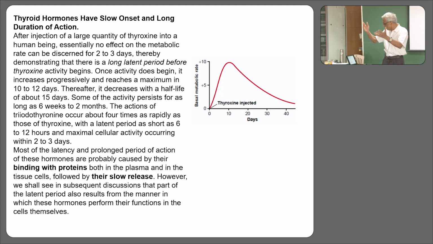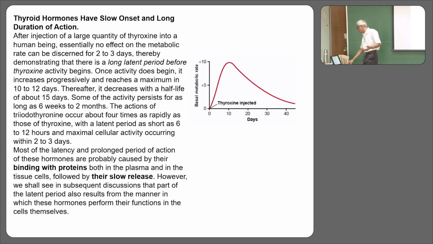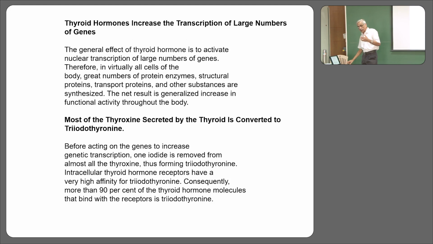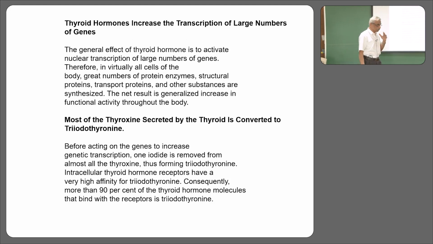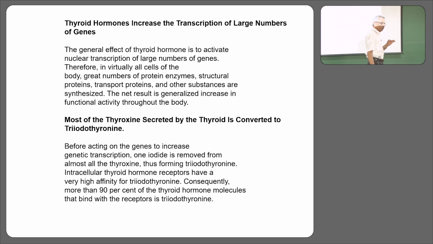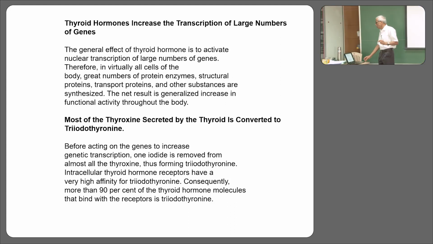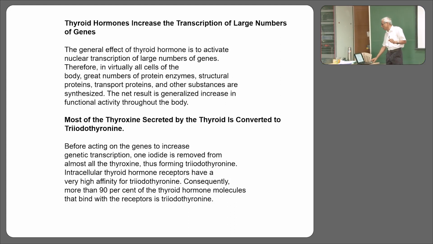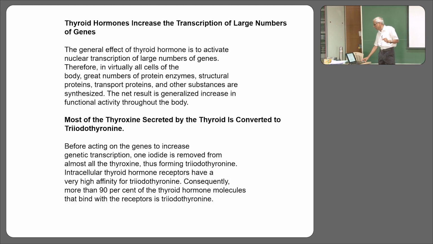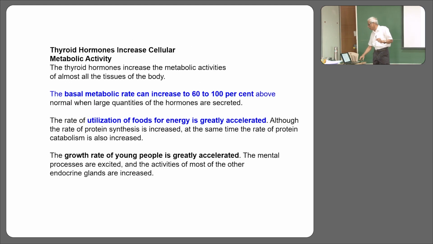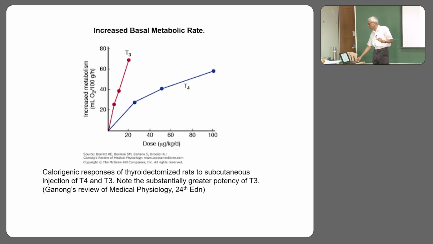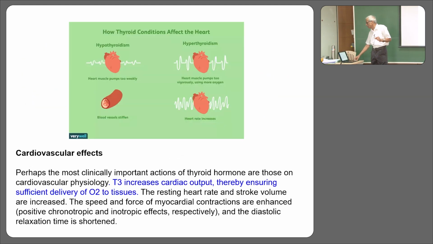Okay. And they keep on generating the energy. Your capability to withstand the cold will be greatly compromised without T3 and T4. Get this point loud and clear. So, thyroid hormone increases transcription of a large number of genes. Most of the thyroxine secreted by the thyroid is T4. Basal metabolic rate goes up. Let's go here. Basal metabolic rate goes up, let's go.